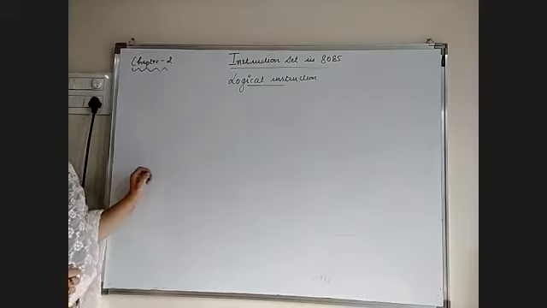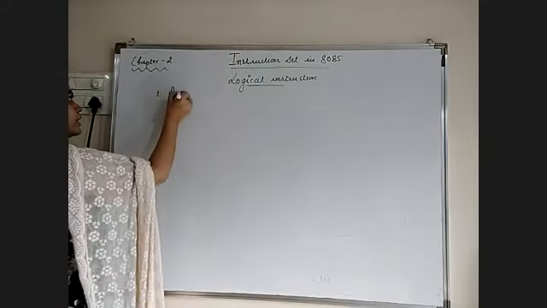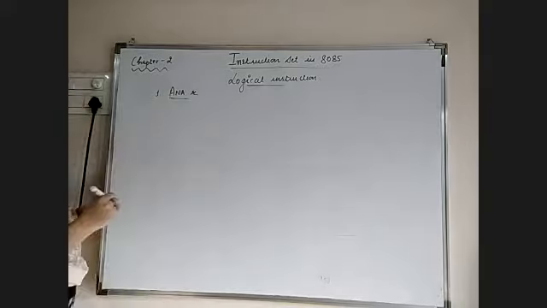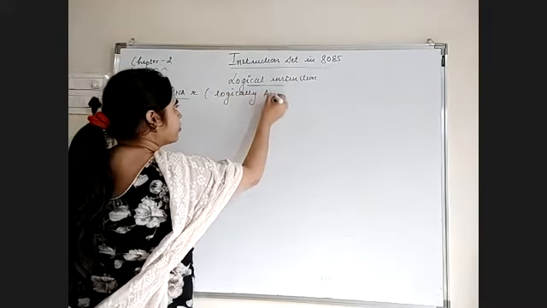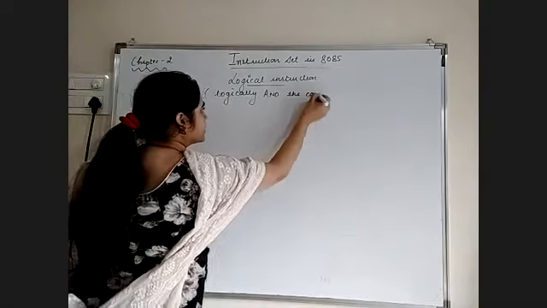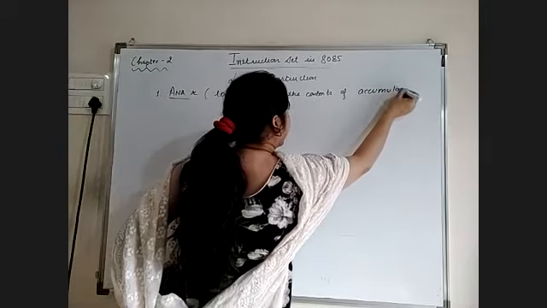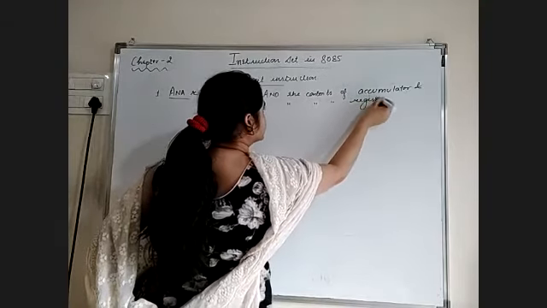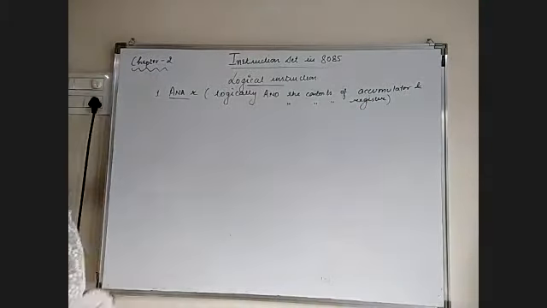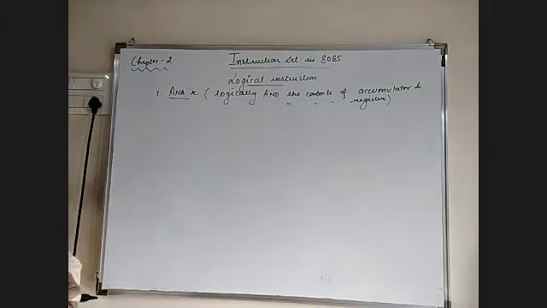Okay, so we can start with the first logical instruction, that is ANA R. This instruction means logically AND the contents of the accumulator and the contents of the register. Okay, so this is the meaning of this instruction. So whatever contents we have in the register, that will be logically ANDed with the contents of the accumulator.